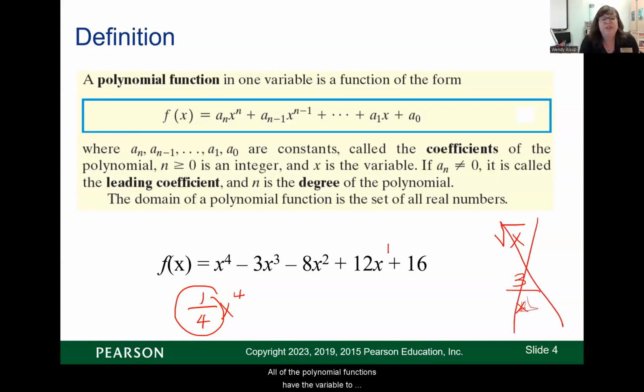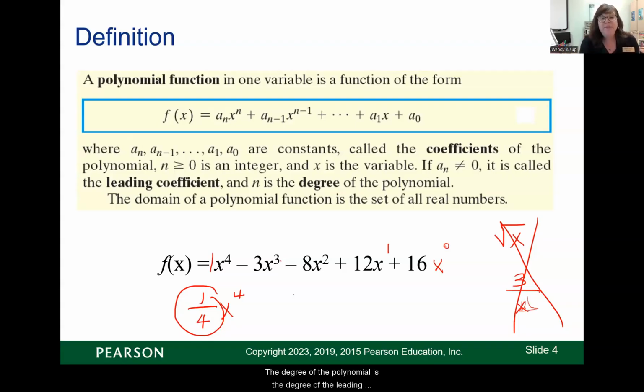All of the polynomial functions have the variable to a whole number power. In fact, 16 here has x, but it's to the 0 power, and you don't even have to write that down. Now, you have constants that are the coefficients of the x. The x is the variable. It's the thing that can change problem to problem. But the constants are the numbers in front, the coefficients of each term. So I have a coefficient of 1 for my x to the 4th term, coefficient of -3 for my x to the 3rd term, a coefficient of -8 for my x squared, and so on and so forth.